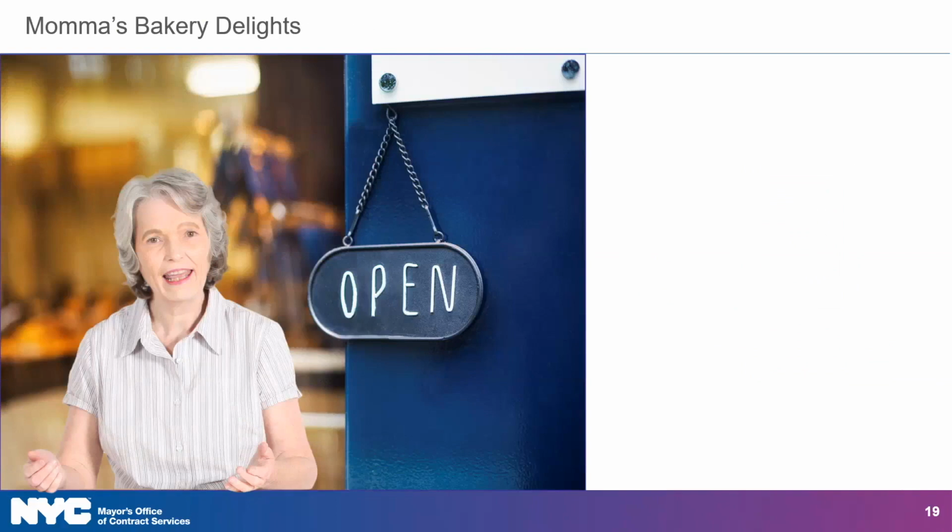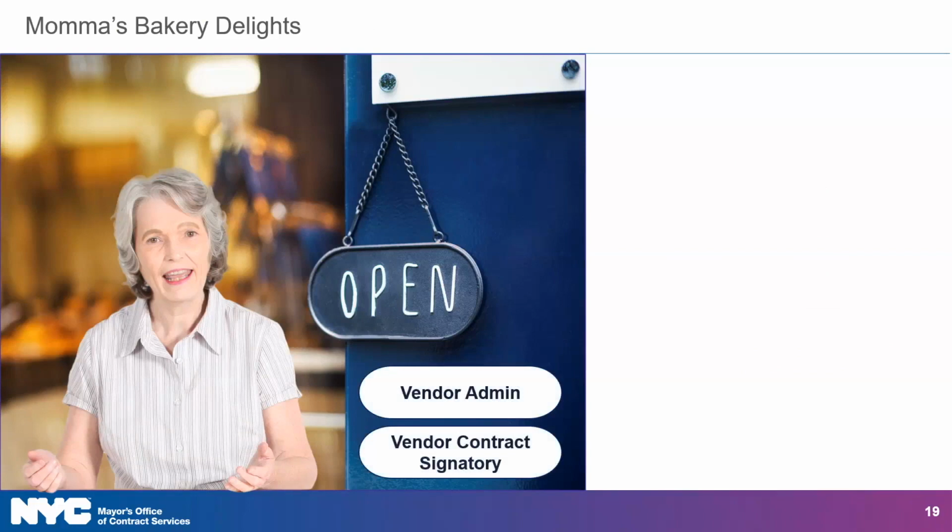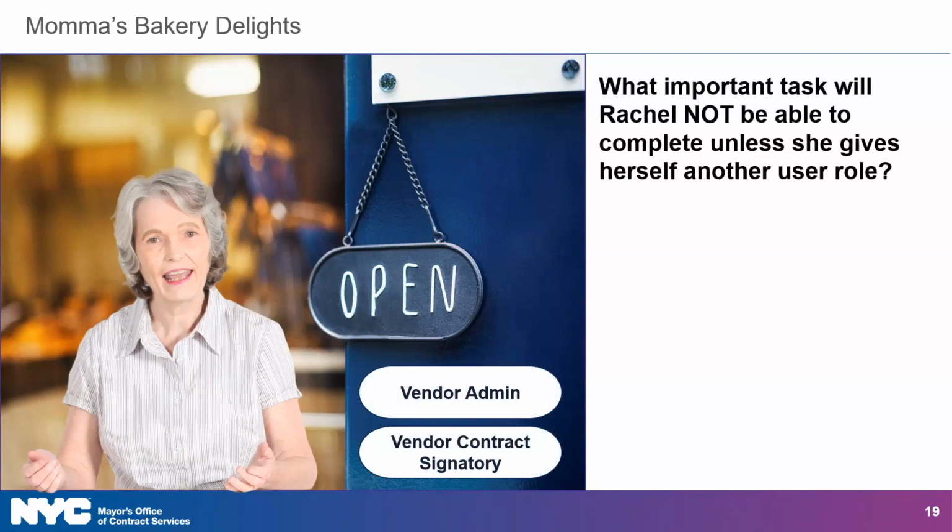So let's look at another real-world example. Remember to wait for all the answer choices before putting the number in the chat. Rachel is the single proprietor of Mama's Bakery Delights and wants to supply baked goods to the Department of Corrections. She is automatically given the user role of vendor admin and assigns herself as a vendor contract signatory. What important task will Rachel not be able to complete unless she gives herself another user role?